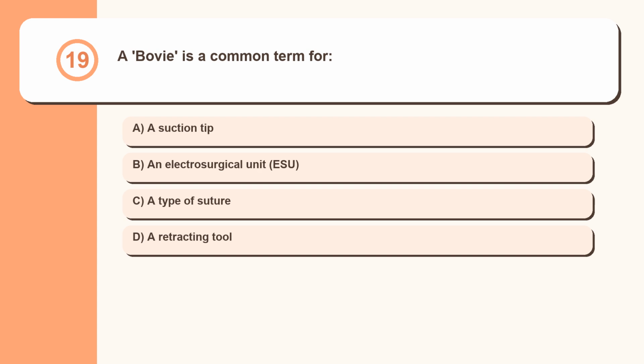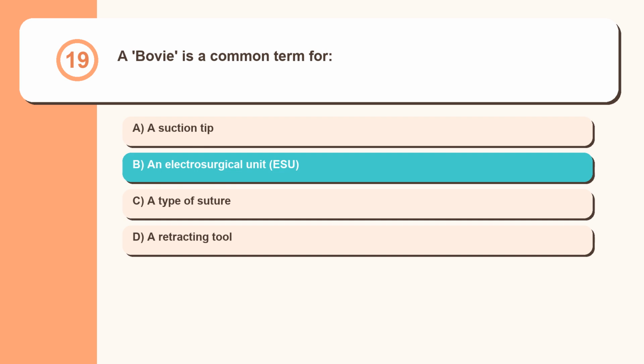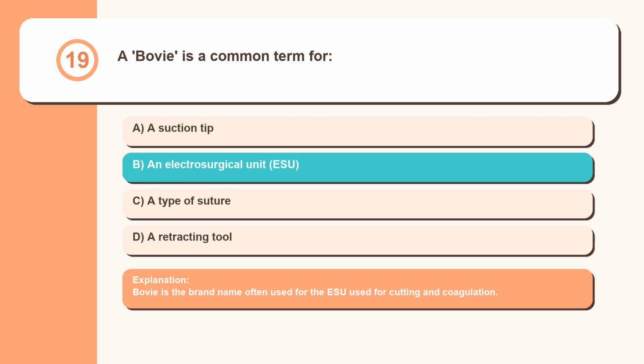Question 19. A Bovie is a common term for a suction tip, an electrosurgical unit (ESU), a type of suture, a retracting tool. Bovie is the brand name often used for the ESU used for cutting and coagulation.